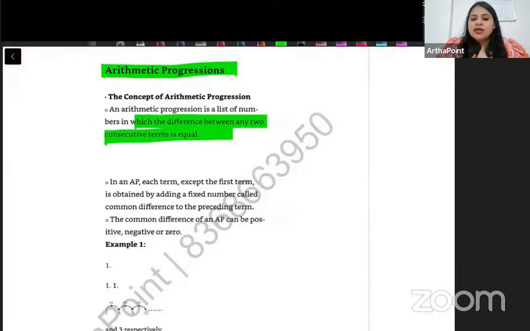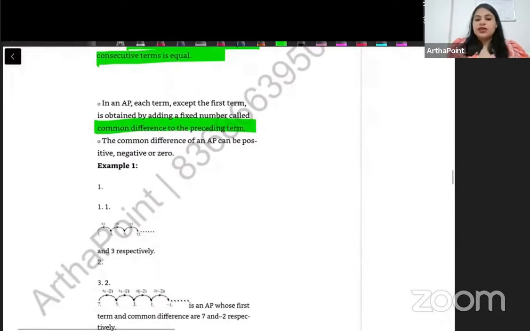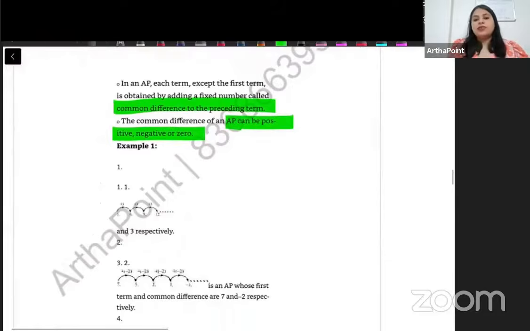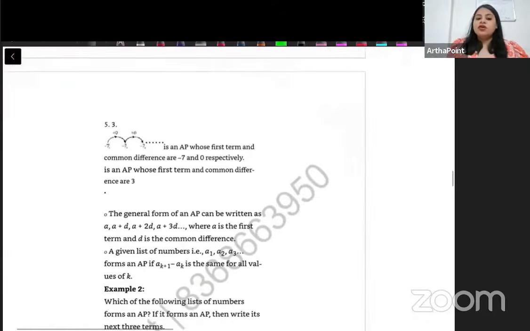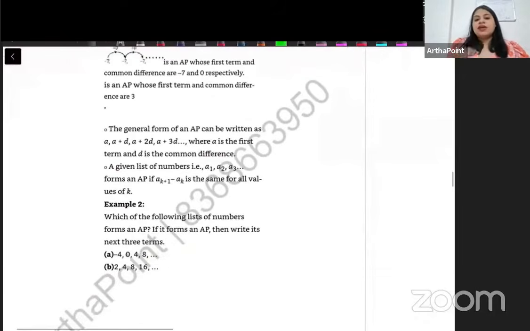In AP, except the first term, every next term is obtained by adding a common difference to the preceding term, right? So you have a common difference, and this common difference can be positive, can be negative, or it can be zero. Let us go ahead and take a few examples to check whether it is in AP or not.